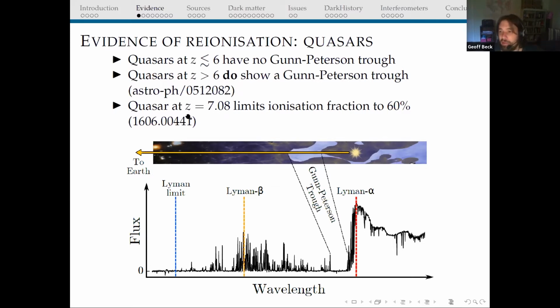Particularly, one of the furthest quasars that's been observed, at about redshift 7, limits the fraction of ionized hydrogen to about 60%. So we can say with some confidence that around redshift 6 or 7, reionization is underway. The universe is turning from neutral into a completely ionized state.